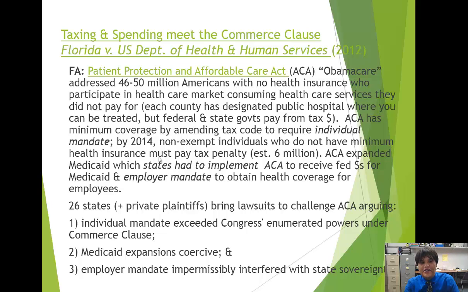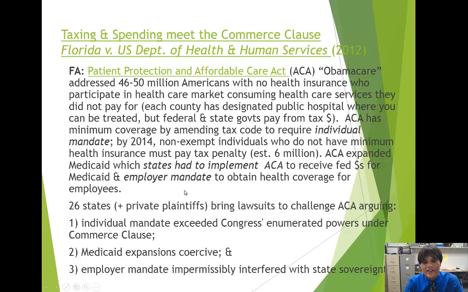The Affordable Care Act also expanded Medicaid, which states had to implement. The Affordable Care Act allowed you to receive federal dollars for Medicaid if you implemented the Affordable Care Act. And there was also an employer mandate to obtain health coverage for employees. So the Affordable Care Act, when it was passed, was hoped that all employers would provide health insurance for their employees. Now, states didn't really like this, or at least these 26 states didn't really like it.